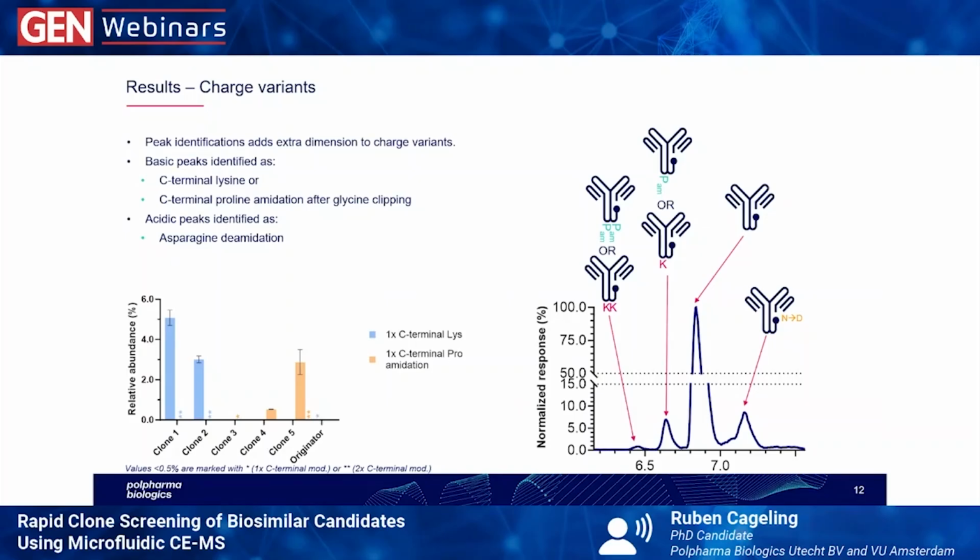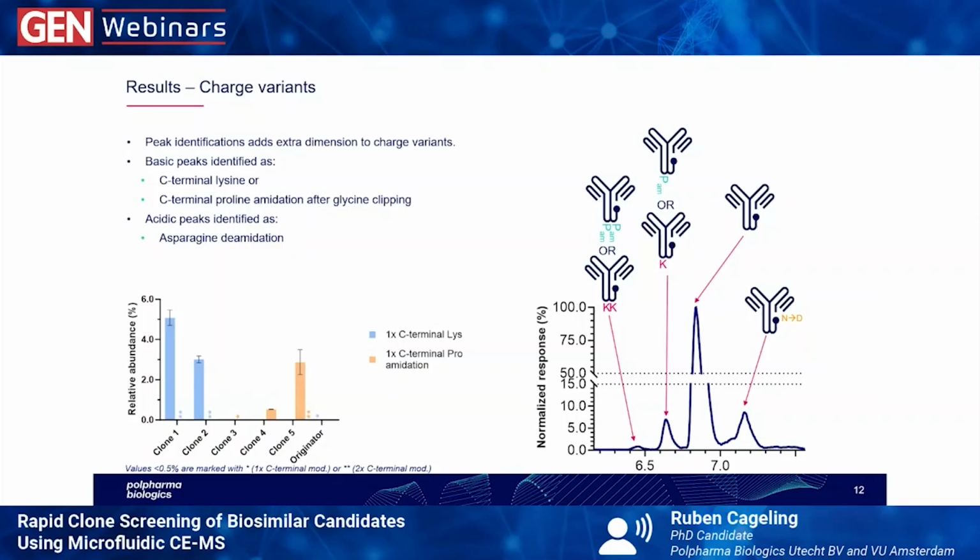As basic species, we found 2. In clones 1, 2, and the originator, we found C-terminal lysine. C-terminal lysine is a post-translational modification. The C-terminal lysines are cleaved off mostly by carboxypeptidases in vivo, both in the body, but also sometimes during cell culture. So this modification doesn't really have a clinical relevance.